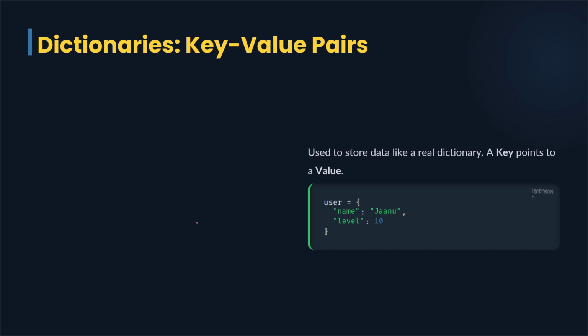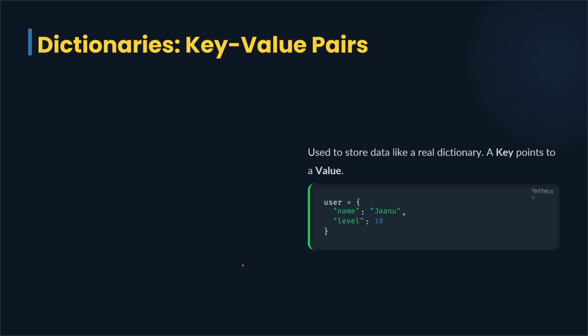In a dictionary we have key value pairs. Here is the example of how to define a dictionary. See, user is equal to curly braces, name is equal to Jaanu, level is equal to 10. Here, the keys are name and level, and the value for name is Jaanu.